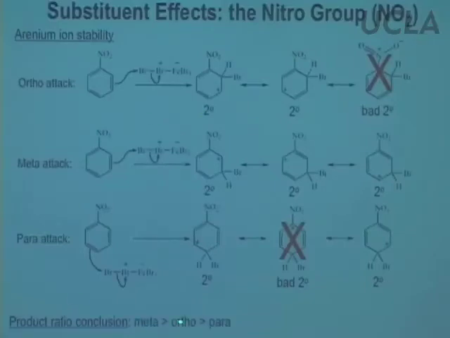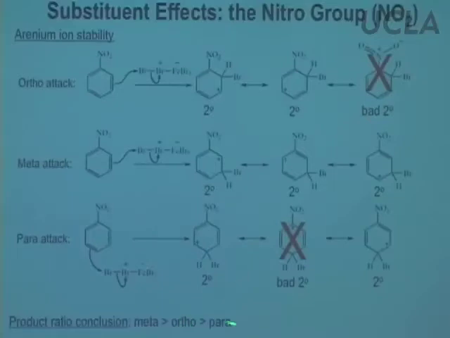So our prediction here is meta, and then we're going to put ortho greater than para in terms of product for exactly the same reasons we talked about last time, probability and steric effects. The nitro group and the bromine that are coming in are not necessarily so large as to make the steric effects outweigh the probability.